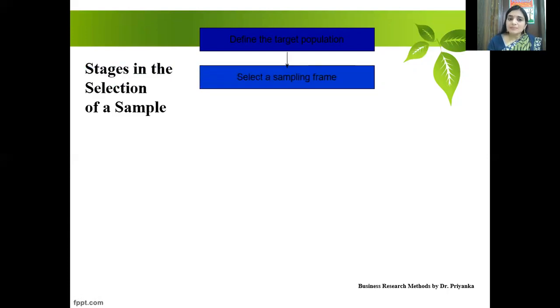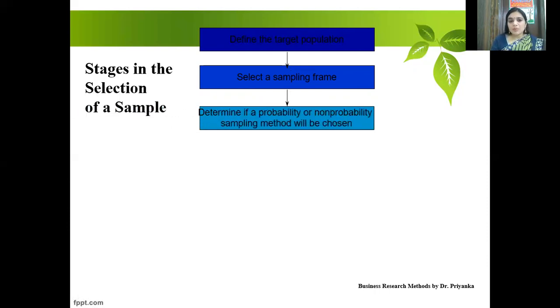Then select a sampling frame. You have to decide a sampling frame for that. What do you mean by a sampling frame? It is basically a kind of frame you decide for yourself while actually studying the population, because sampling frame is something which is going to decide what kind of method you are going to use and how you would be choosing a sample.